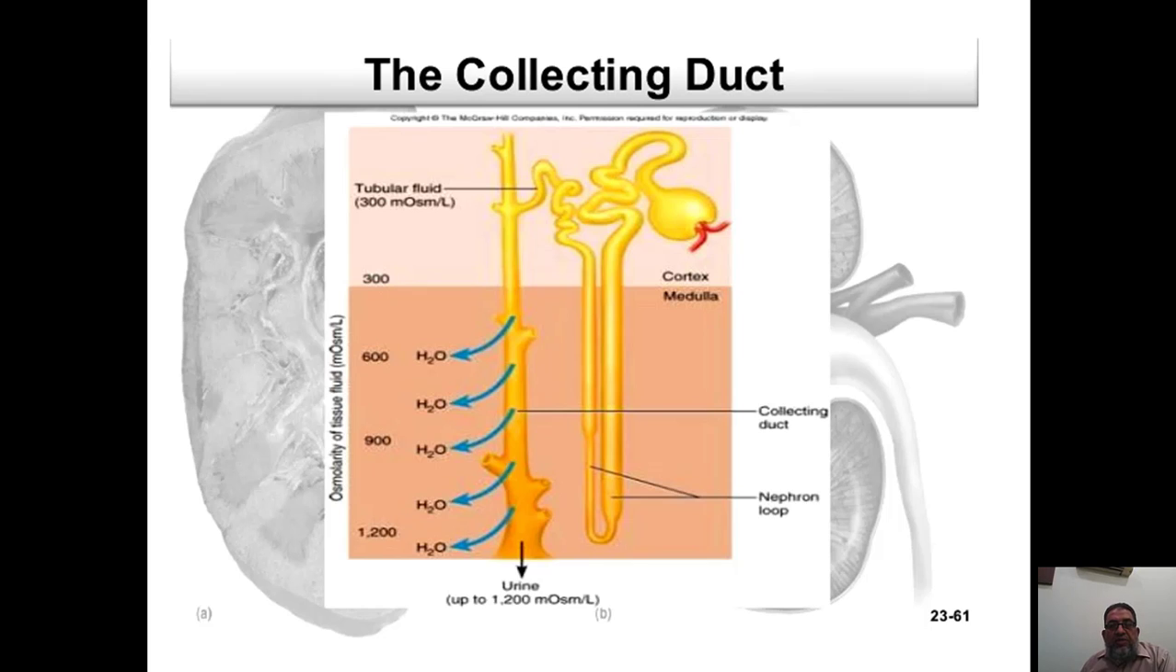Now these are the collecting ducts, and look at the picture. Collecting ducts are concerned with the equilibrium between water and solute and solvent, and also, under the influence of aldosterone, maintain the sodium and potassium level, and they are also concerned with the acid-base balance.